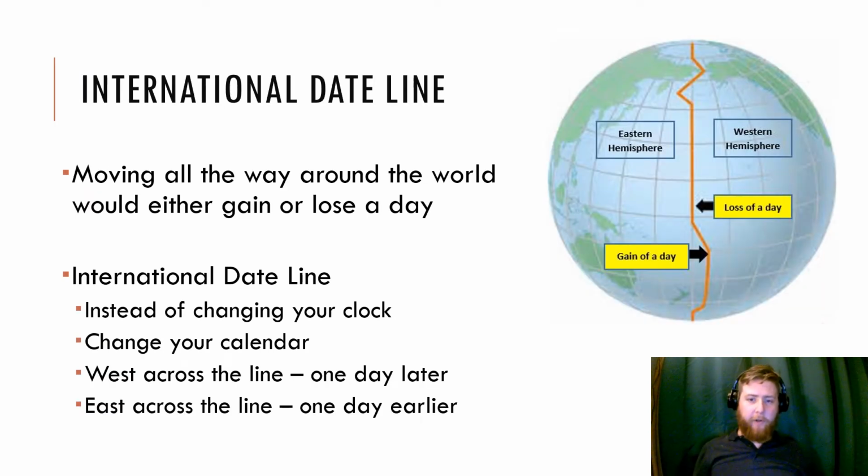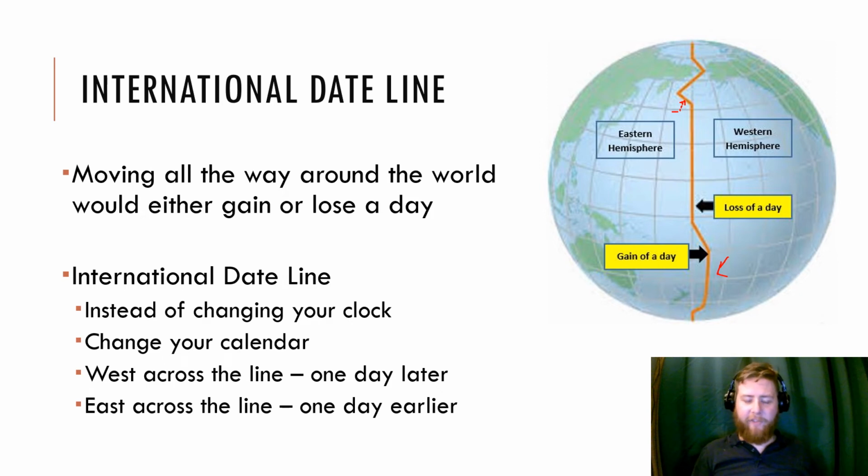Another really important meridian is the international date line. If you move all the way around the world, you either gain or lose a day. We call this point the international date line. It's really convenient that it's out in the middle of nowhere in the Pacific Ocean. We have fudged it a little bit, because the country of Russia wanted to stay on the same time. And then we've got a little dip down here.